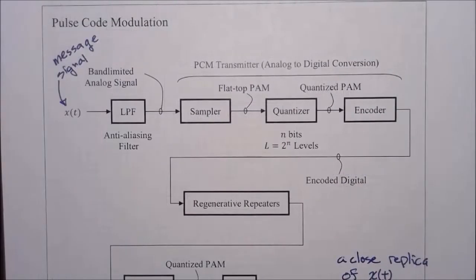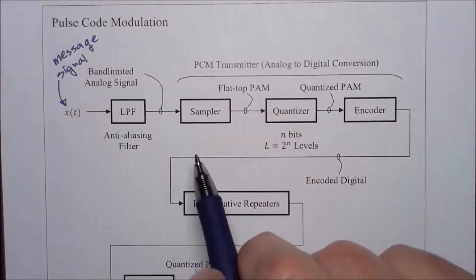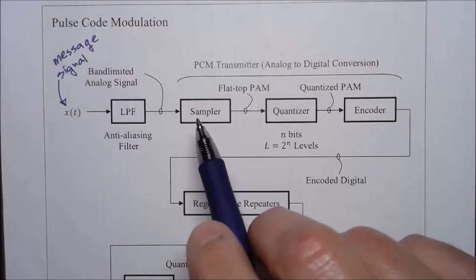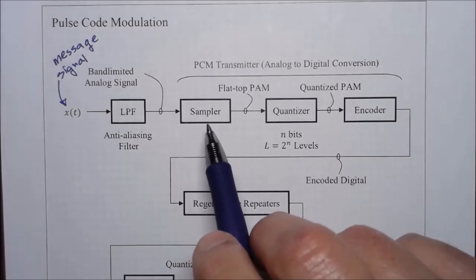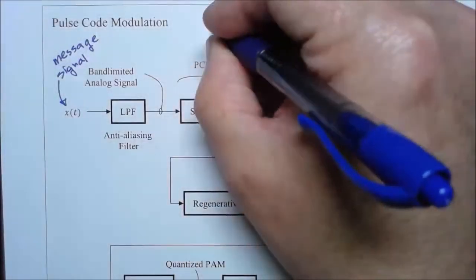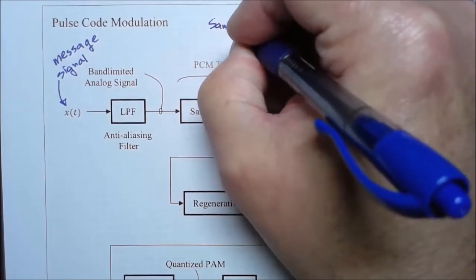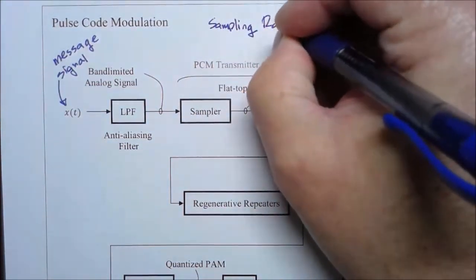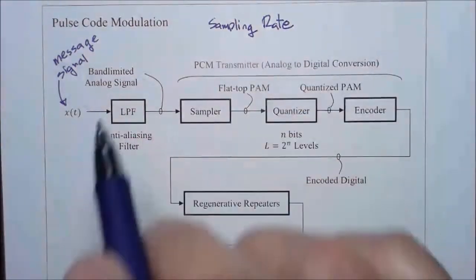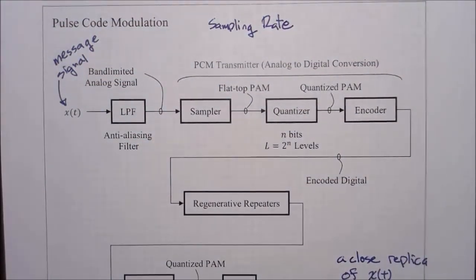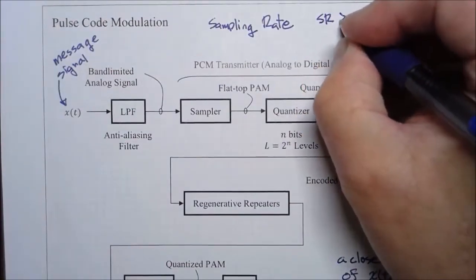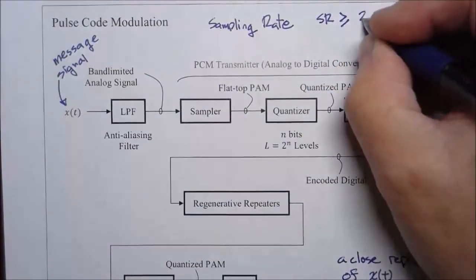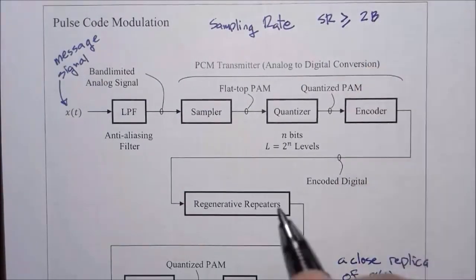As we investigated in the previous presentation, we looked at the process of sampling, and the key feature in the process of sampling is the sampling rate. That is the number of samples per second that you take of the analog signal. Through the Nyquist theorem, we determined that the sampling rate has to be greater than or equal to twice the bandwidth of the message signal.